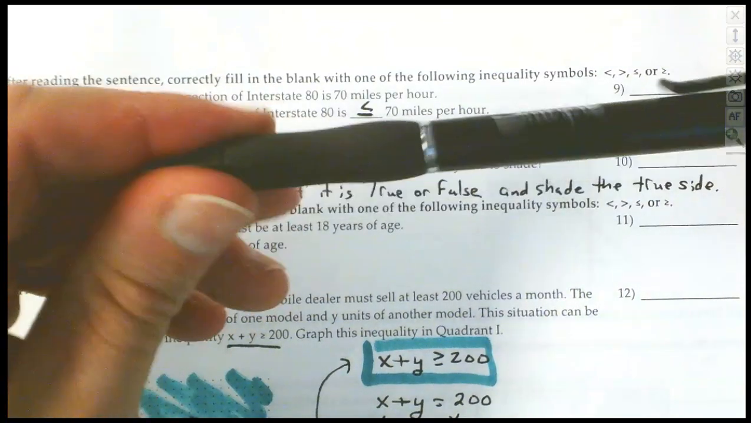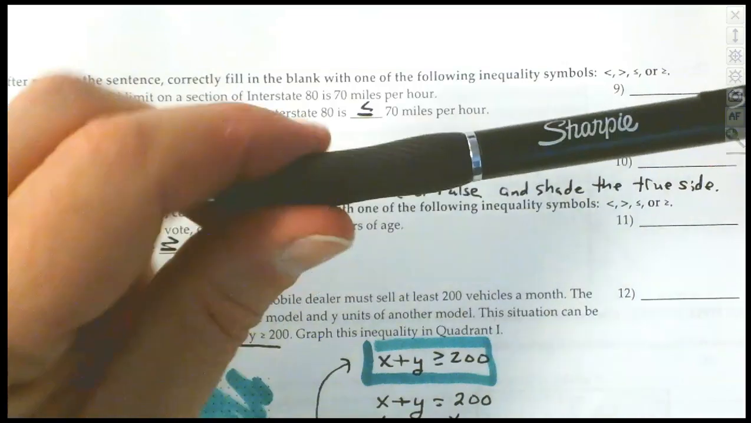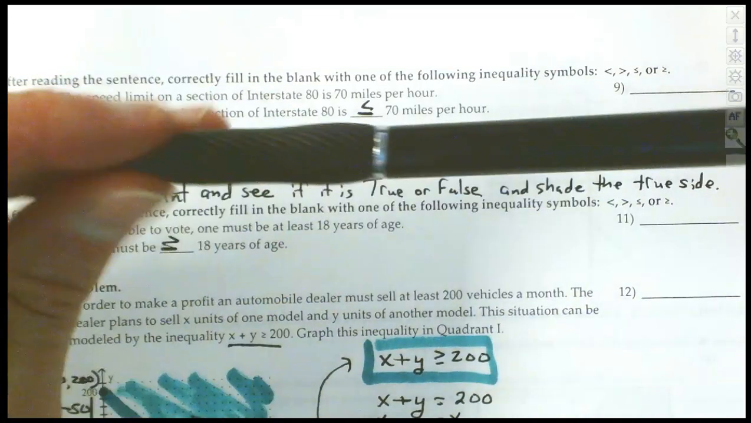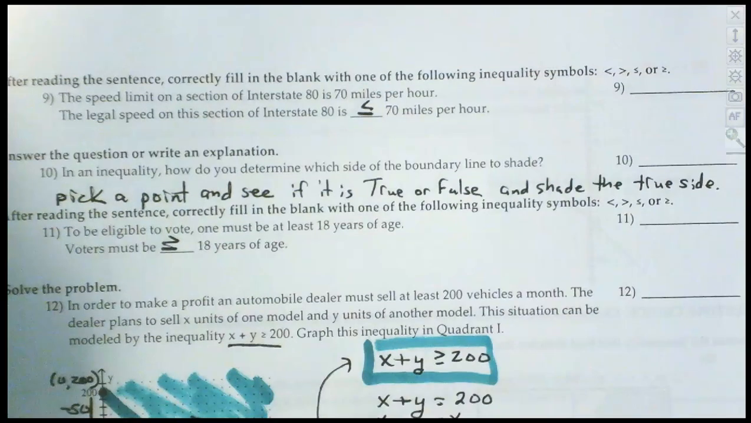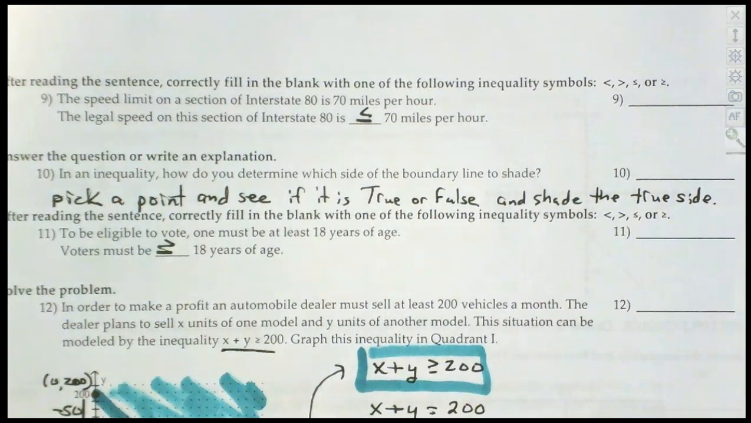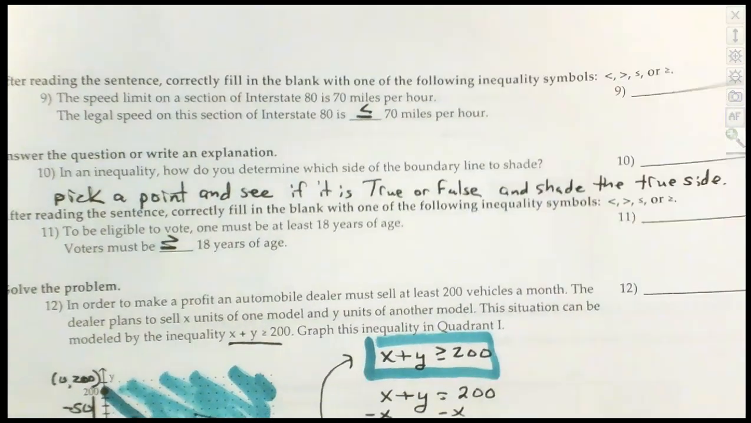And if it's true, we shade that side. If it's false, we shade the other side. So for question 10, we picked a point, you check if it's true or false, and you shade the true side. That's it. And one more, question 19. And we'll take a short break, come back, and look at 3-7. 3-7 is an easier section. There's not a lot to do in 3-7.